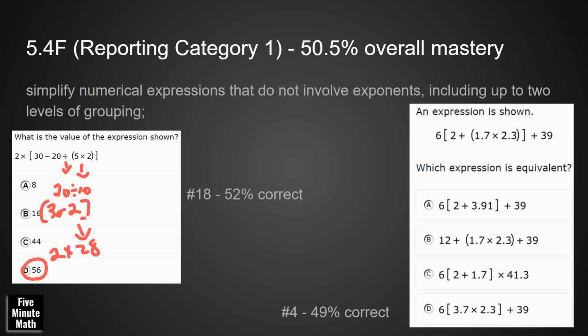This one is tricky because we're not doing a full simplification. And we actually did worse on number 4. We're simply taking it down one step. So we need to do this 1.7. So this is really asking, do our kids know how to multiply decimals? 2.3. So that's 21. That's 51.